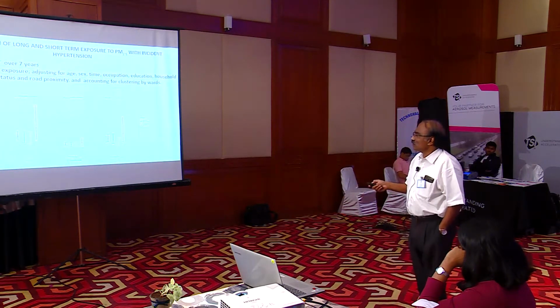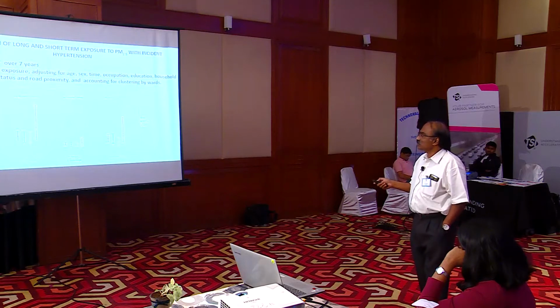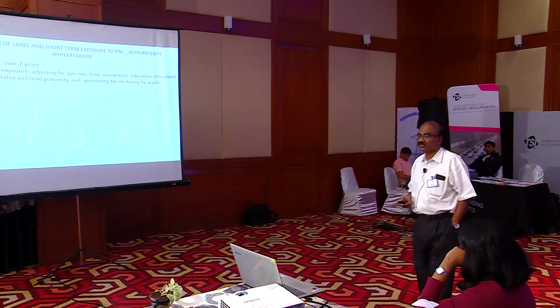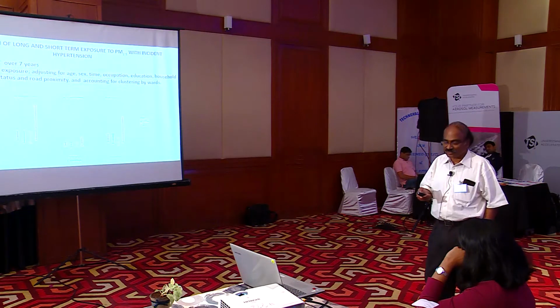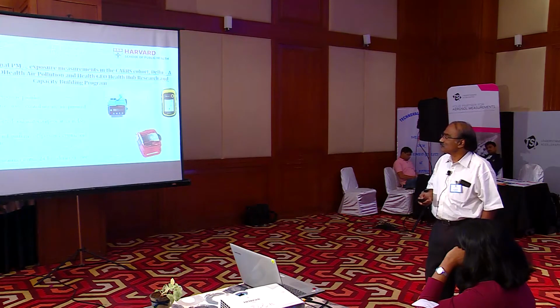So we have types of chronic exposure adjusting for age, gender, time, occupation, education, household. All these are adjusted, and despite that, there is a 2.5 to 3 times increase in the risk of high blood pressure for every 25 to 30 microgram increase in PM2.5 levels.